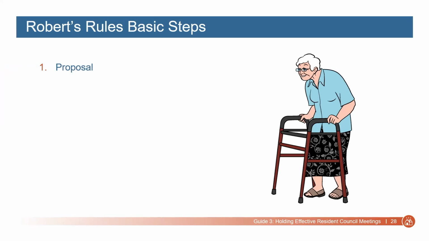Here's an example of what it might sound like to use Robert's Rules of Order. Step 1. A proposal. "I move that we bring a proposal to the property manager to change the hours of the laundry room so that it's open until 10 p.m. on weeknights." Step 2. Second the motion. "I second the motion."